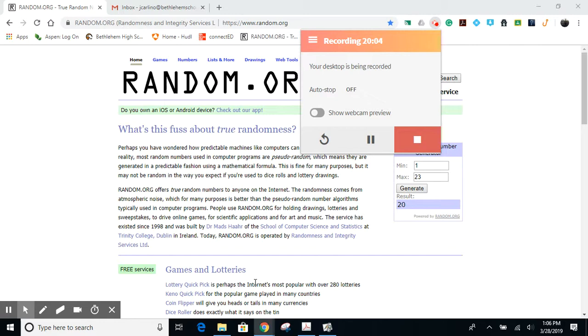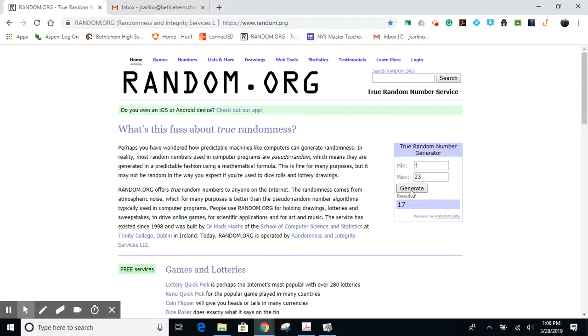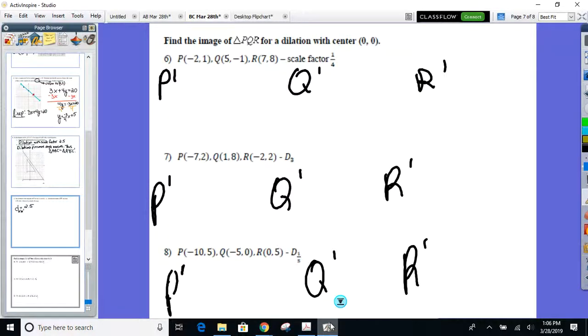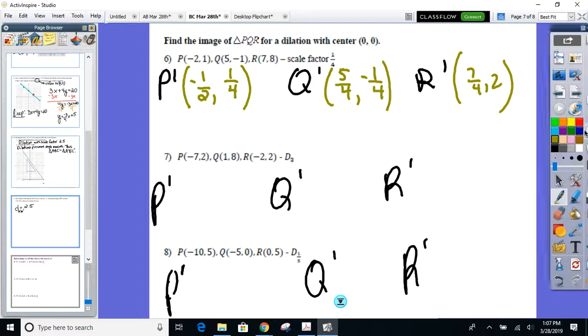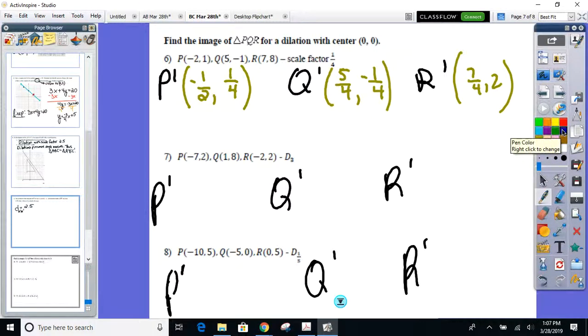One at a time here. Let's start with number 17. P prime, Q prime, R prime of the first triangle. Got it? Q, yep. Again, you can have the decimals if you want. That's fine. Leave them. And then R prime. Perfect. All right, let's go to the next one.